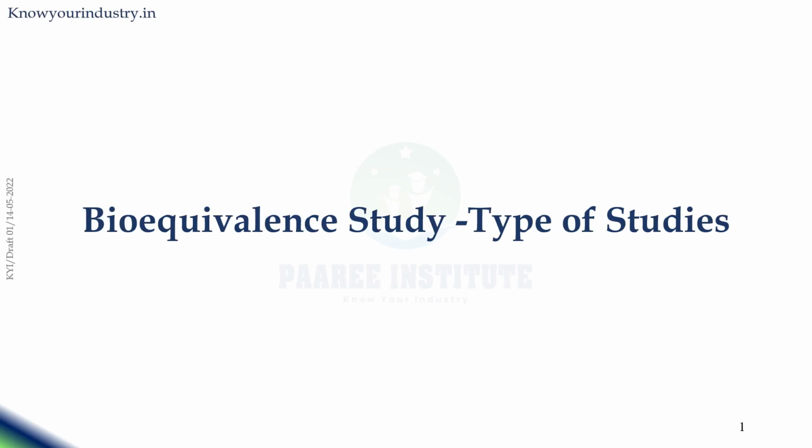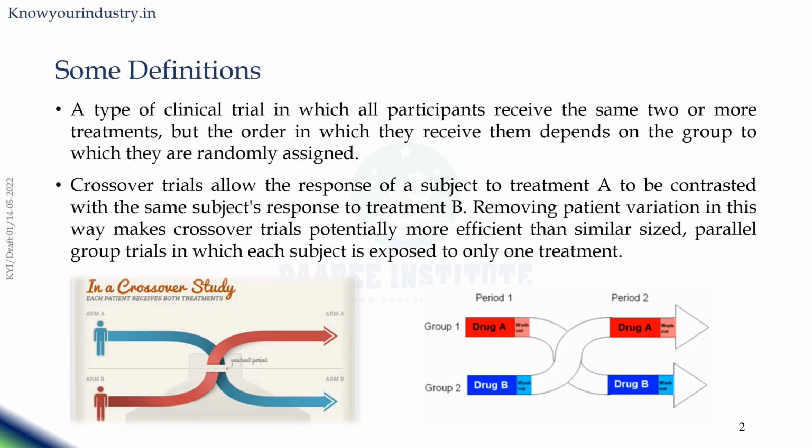Hello friend, in this particular module, we are going to see different types of bioequivalence studies and bioavailability studies, including in vitro bioequivalence studies and clinical endpoint studies. Before going into the types of studies, we'll understand what is crossover and how it is randomly assigned for the study.